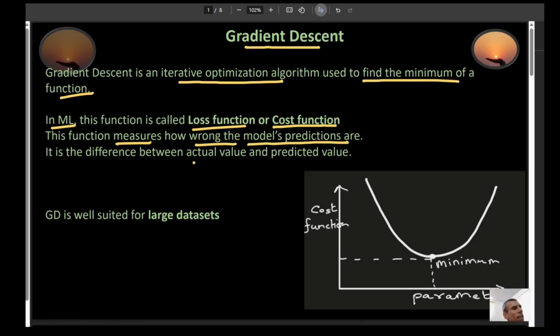In other words, it tries to find out the difference between your actual value and your predicted value from your machine learning model. Now, this particular gradient descent method is well suited for large data sets. So suppose we plot the cost function versus the parameter, and let's say it comes out to be something like this. This is the shape. In this particular case, you can see that the minimum is over here. So what you're trying to do is find this parameter right here, the point where your cost function becomes minimum.